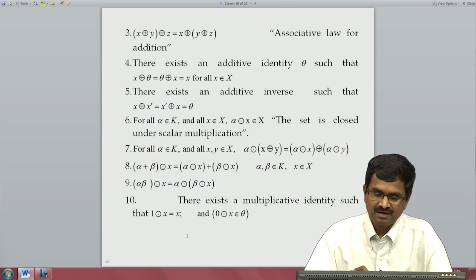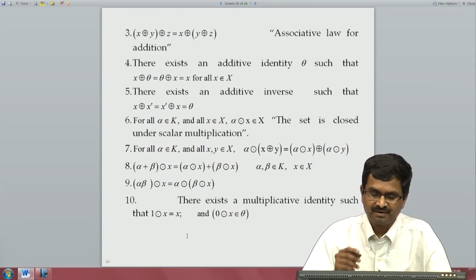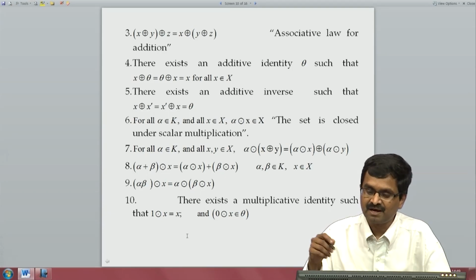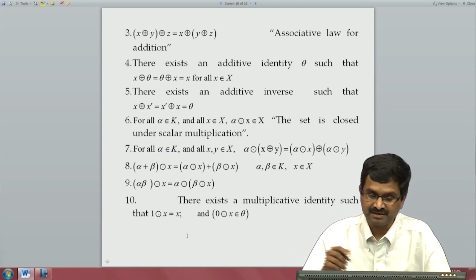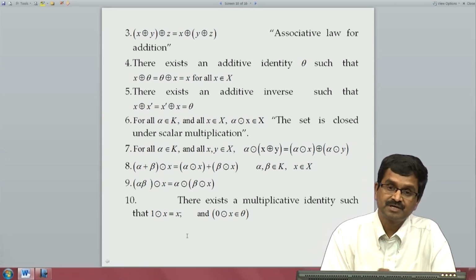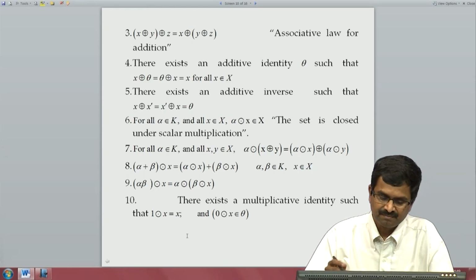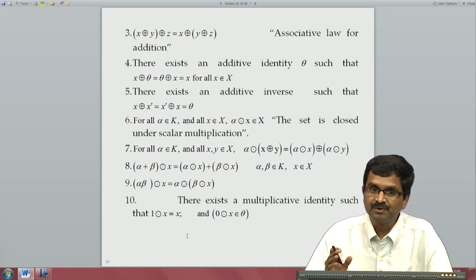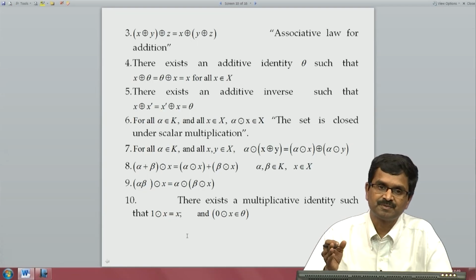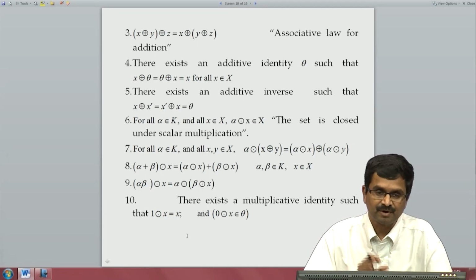And likewise, the distributive law: alpha multiplying x plus y should equal alpha multiplying x plus alpha multiplying y, that is vector addition. Similarly, if you have 2 scalars, alpha plus beta multiplied with x will be alpha times x plus beta times x. These all look simple, but just imagine that you want to define a vector space yourself satisfying these 10 properties.